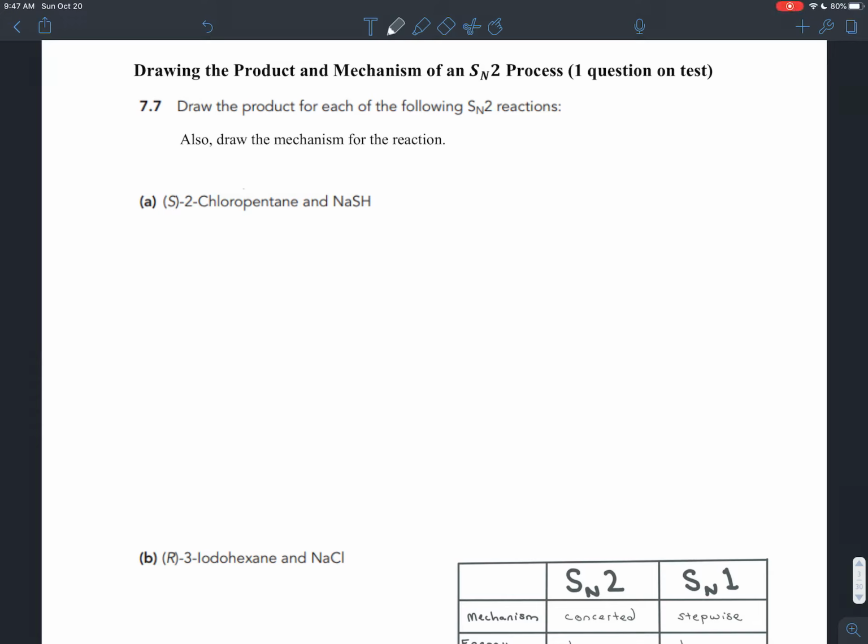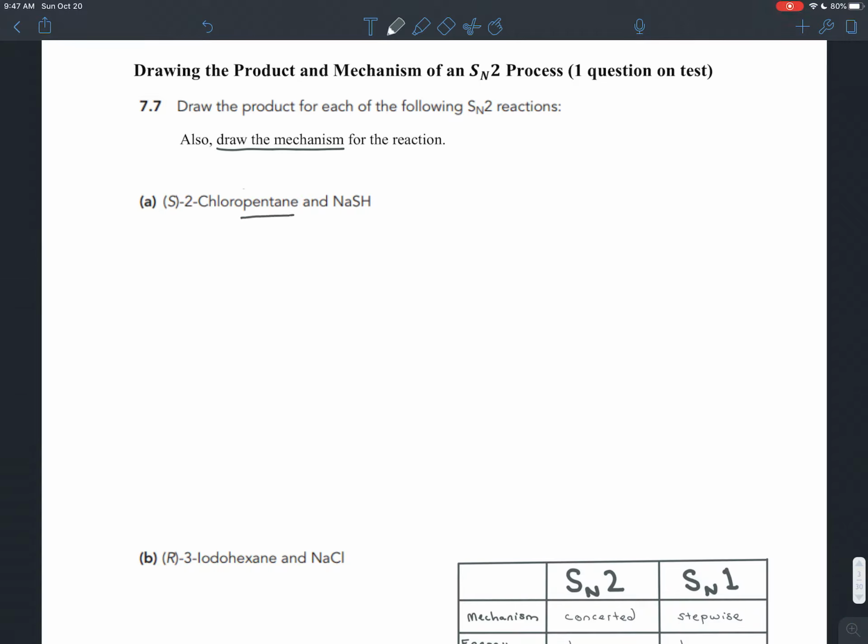Exercise 7.7 wants you to predict the product and also draw the mechanism for an SN2 process. So the first step is just to draw the reagents. They give you the names of reagents, and you just draw them and realize what role they'll be playing. So let's try to draw this S-2-chloropentane.